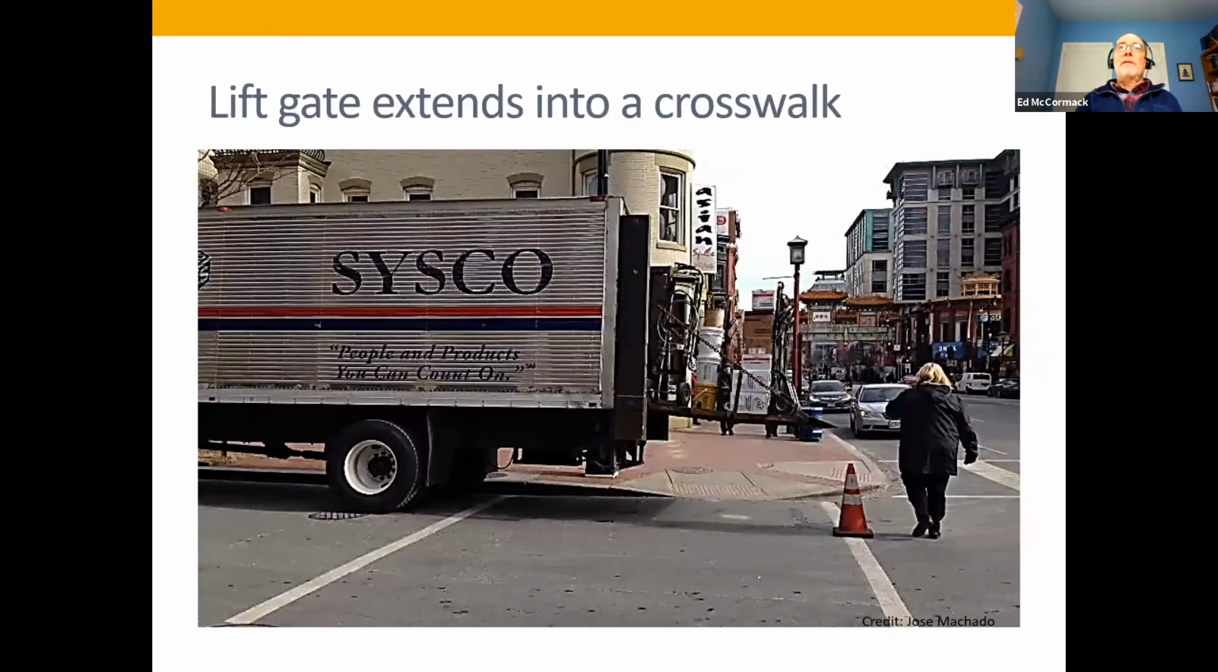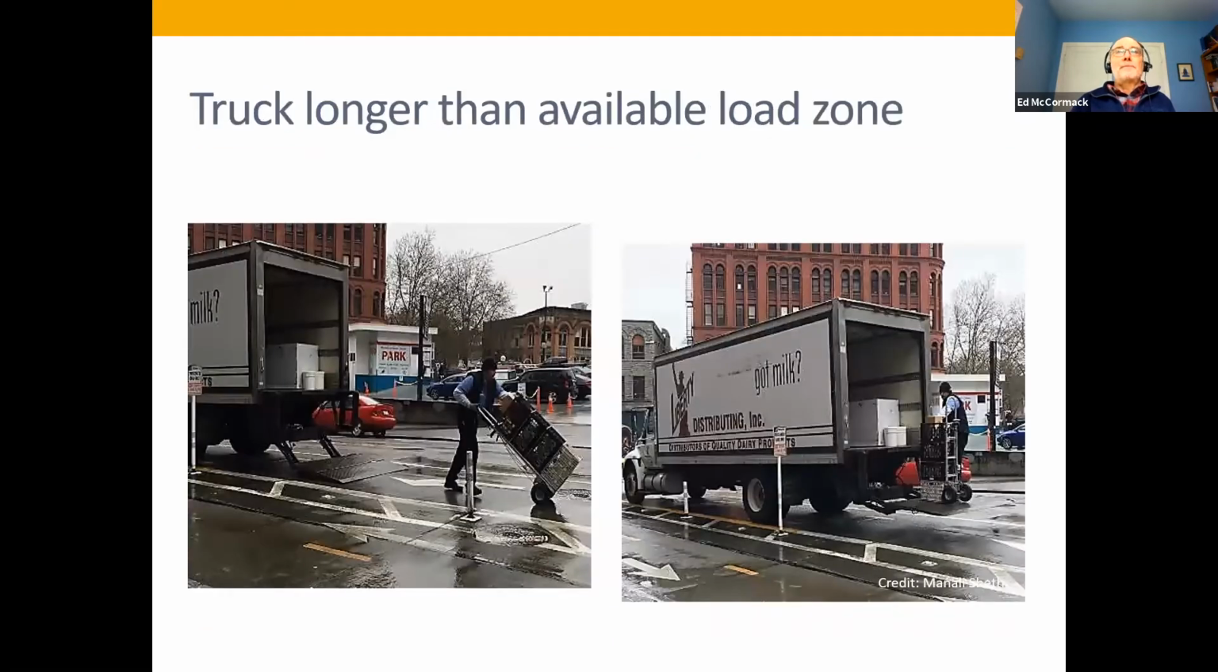Or, here's another example of where lift gates coming off the back of a truck, and there's not enough space for the guy to unload his goods. And so he's blocking the crosswalk and forcing the pedestrians to walk out in the street, which is not good for the pedestrian. Or, here's a truck that's longer than the load zone. So you notice he's parking in a turn lane here. So this courier has to walk out in the street to get that hand truck full of goods off to the curb where he needs to finish off his delivery.